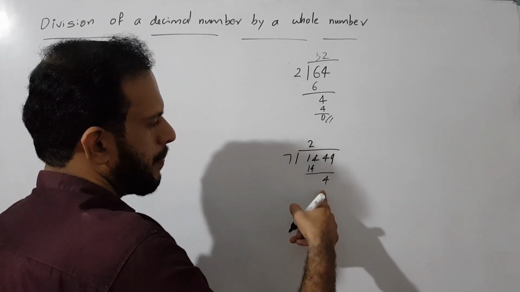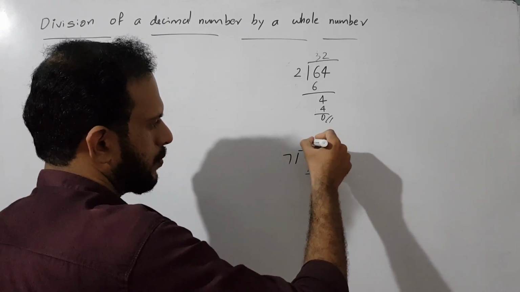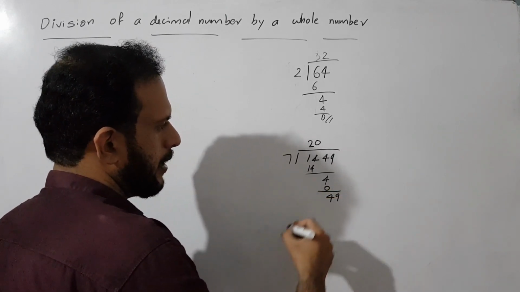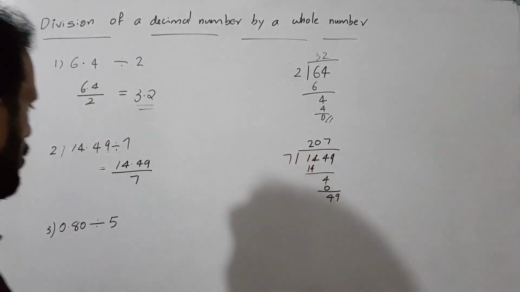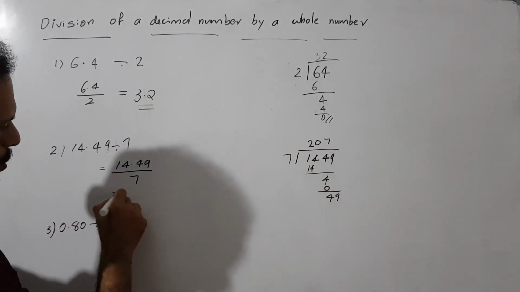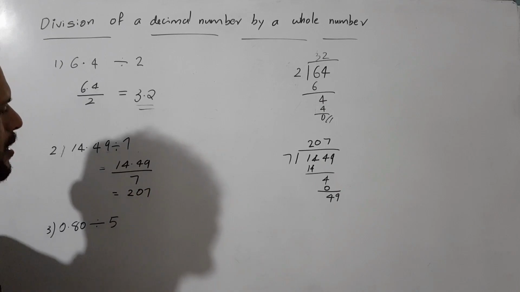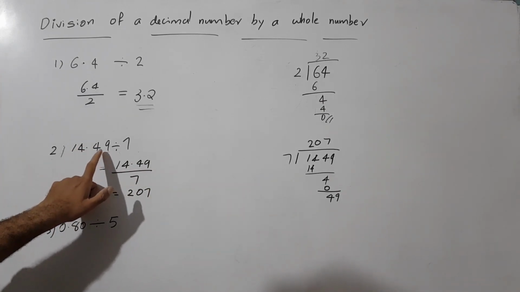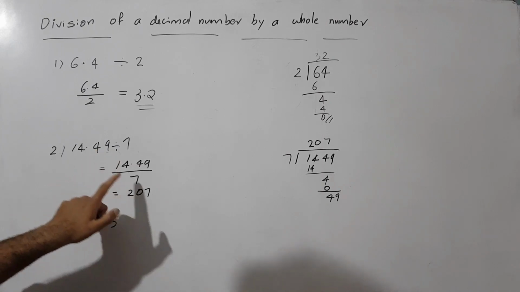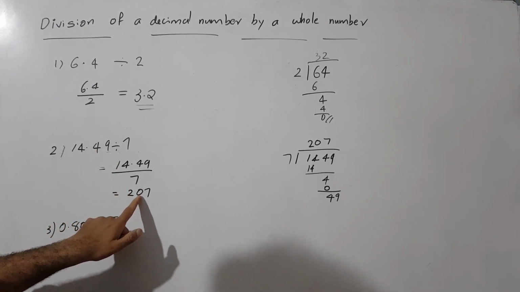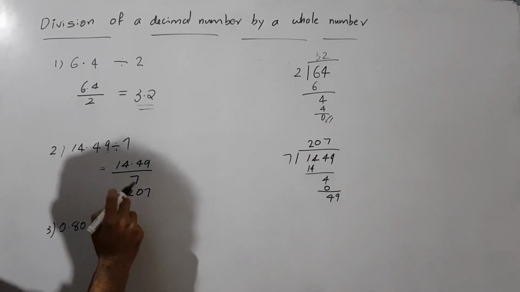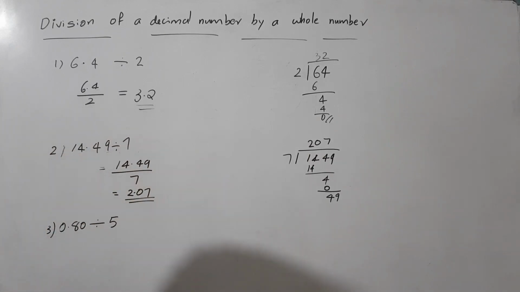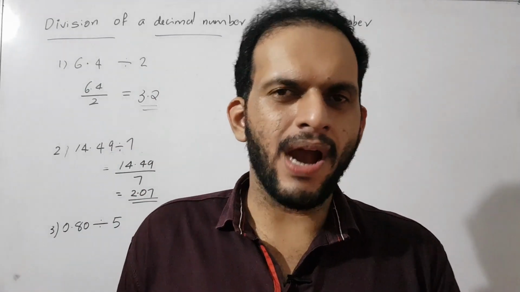Is it possible to divide 4 by 7? No. Then 7 into 0, 0, and bring down 9. Then 49, 7 times. So what is the answer? The answer is 207. Then where do we need to put the decimal point? In the number, the decimal point is after 2 digits, correct? So in the answer also we need to put it after 2 digits, 1, 2. So the answer is 2.07. Clear?